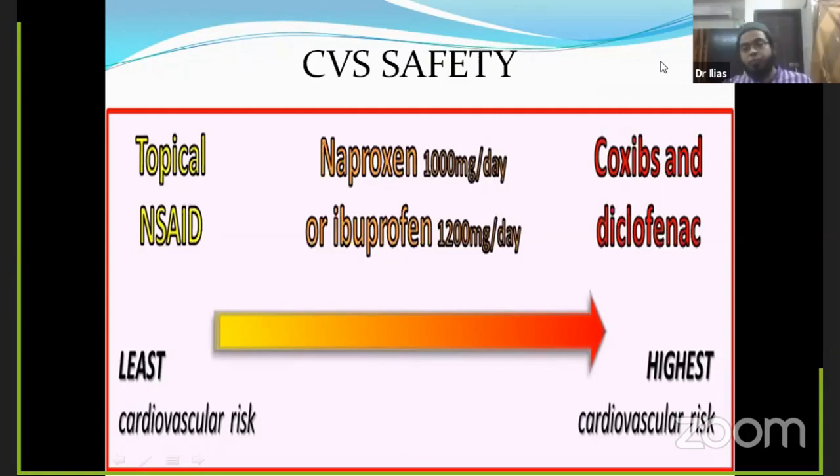But the toxic group of drugs, that is the COX-2 selective NSAIDs, will have the highest risk for the cardiovascular system. Or if you think of diclofenac, or if you think of ketorolac, these will have the highest risk of producing cardiovascular problems. Okay, so I'm going to the next slide.